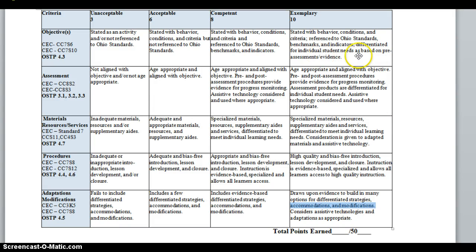So there could be pre-assessments or evidence that you know this student needs this differentiation. The difference between competent and exemplary is, did you provide differentiation in your goal or not?